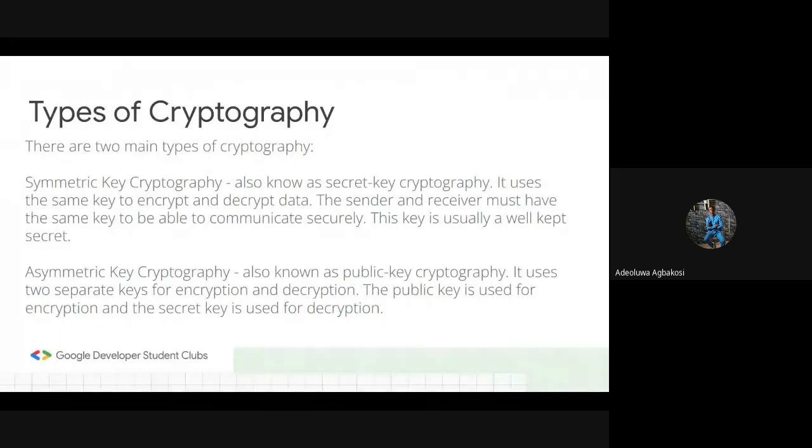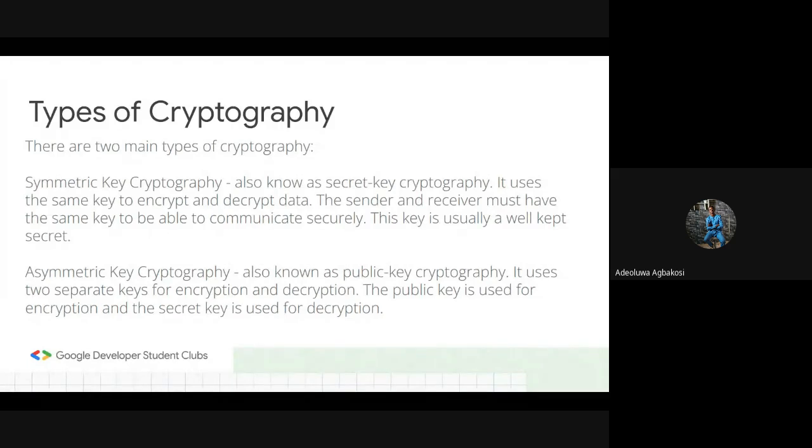Now, asymmetric key cryptography, also known as public key cryptography, makes use of two separate keys for both encryption and decryption. The public key is used to encrypt data, and the secret key is used to decrypt data. So the receiver is the owner of both the public key and the secret key. The receiver keeps the secret key to himself and the corresponding public key is made public knowledge.